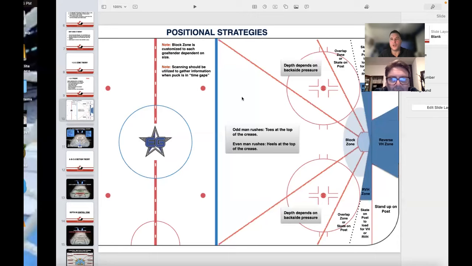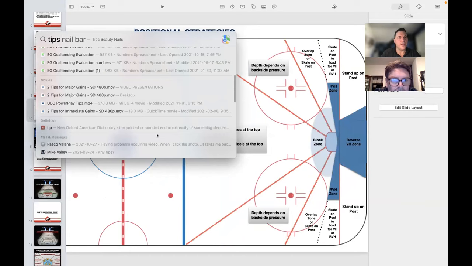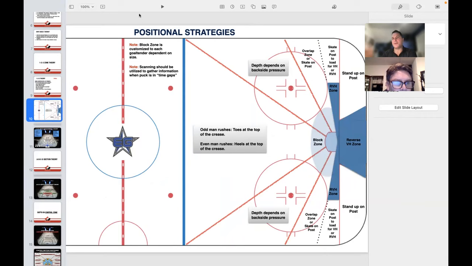Going back to your point, you'll be like, okay, today's focus is going to be on tips and deflections. So we go in here and go to tips and deflections. I've got a whole bunch of them on my drive here. There's 15 of them, and we'd look through them and understand what we're trying to look for.